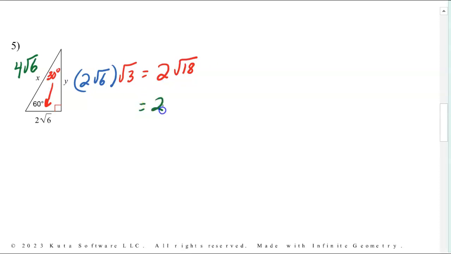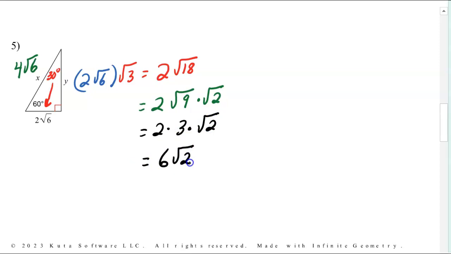And we could simplify square root of 18 to square root of 9 times square root of 2. That becomes 2 times 3 times square root of 2, or 6 square root of 2. So the long leg is 6 square root of 2.